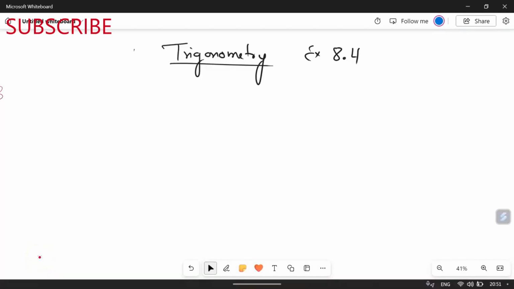Hello बच्चों। So हमारा जो trigonometry का part चल रहा है, Exercise 8.4 question number 1, 2 already done. Now we are going to discuss question number 3, that is your evaluate.